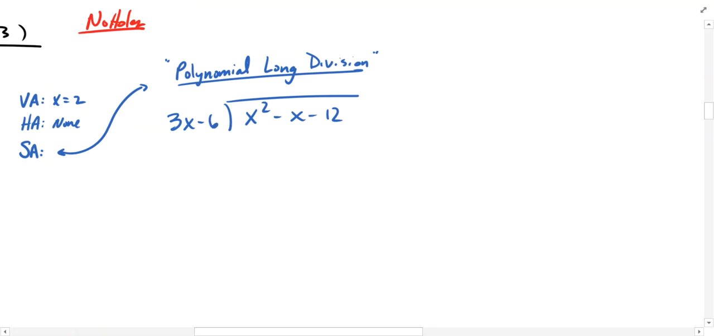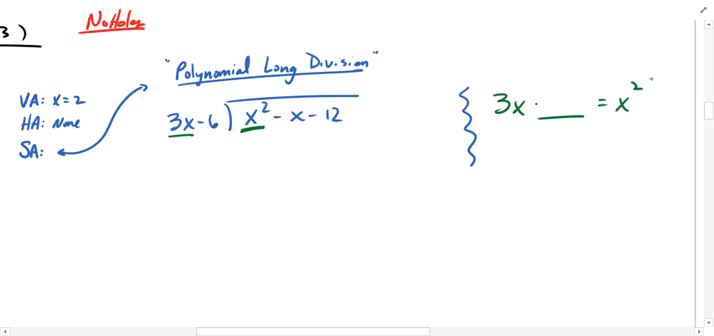And the way I always perform my long division is like this. Off to the side, I'm thinking to myself, what would it take to multiply 3x, or what should I multiply by 3x to equal x squared? I tend to temporarily ignore the remaining components of the polynomial. I'm just going to do a rough estimate at this point. And sometimes I'll even write down the expression 3x times what equals x squared.